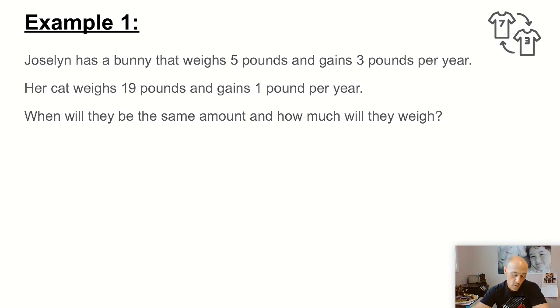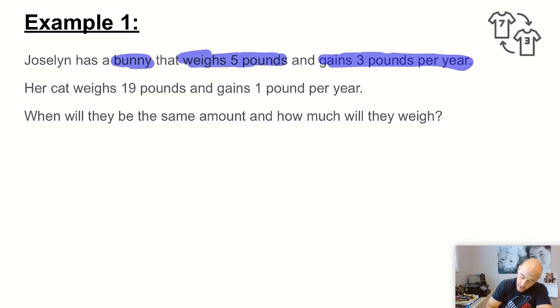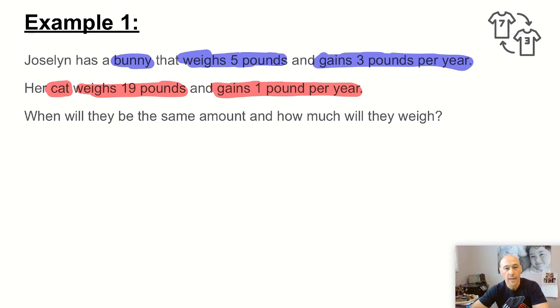So, when we're doing word problems, it's usually a good idea to read the whole problem first without doing anything. Just read it. And then go back and think about, okay, well, what are we looking at? We're looking at a situation where we have this bunny that weighs 5 pounds now and gains 3 pounds per year. And then we have this other situation where her cat weighs 19 pounds and gains 1 pound per year. So it looks to me like there are two equations here.